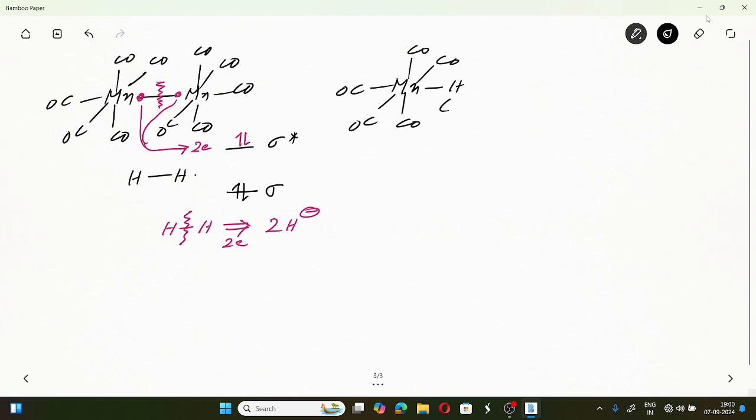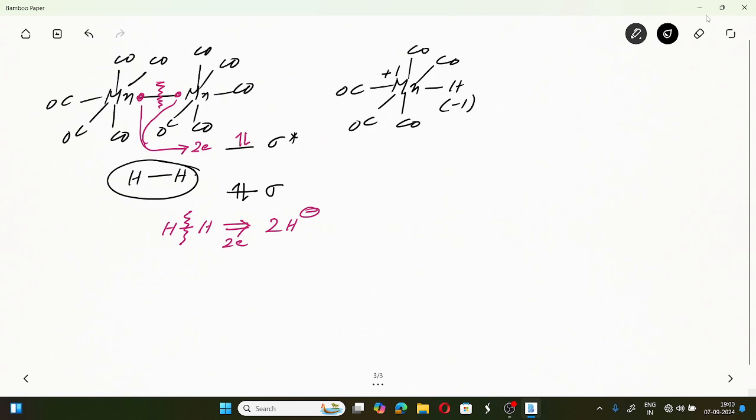So if this is -1, then the oxidation state is +1. Okay, so this is some sort of an oxidative coordination, not really oxidative addition, because in an oxidative addition reaction, the entire reagent should be added. So we can say this is some sort of an oxidative coordination reaction.